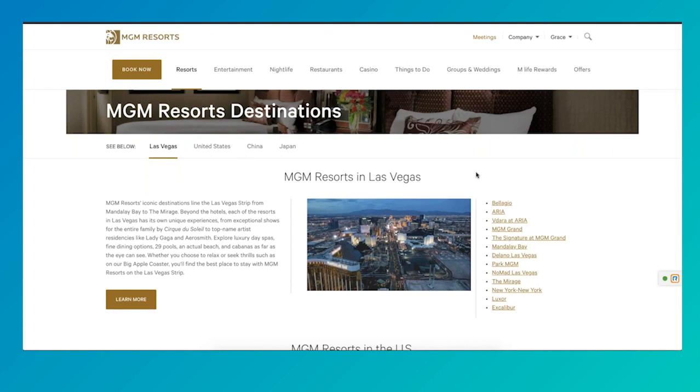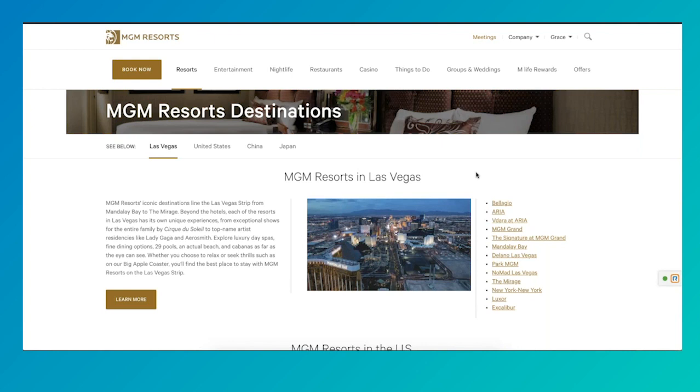So, MGM Resorts: MGM Grand, lots of different MGM resorts, nightlife, clubs, casinos, you name it, they pretty much do it. A lot of the time Oktane is hosted in Vegas, and you can see the number of MGM signs. It's almost like they own the strip. Now, MGM have been one of the biggest Okta customers for a long time now. They use it for internal authentication and customer authentication via their MLife program.